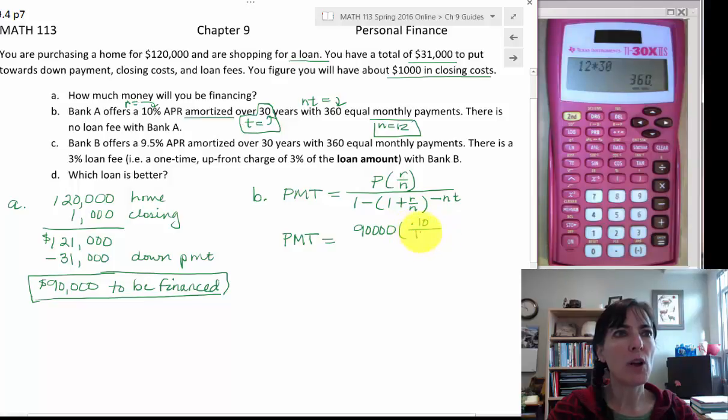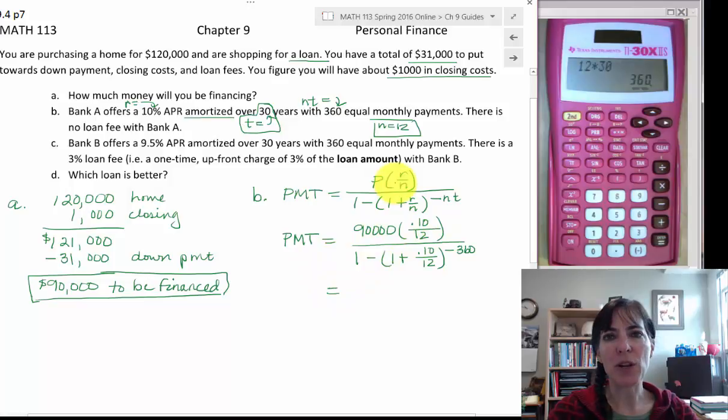0.10 over N, which is 12, and all that over 1 minus 1 plus 0.10 over 12 to the negative, and we know 360 because the NT, remember we talked about that before, so negative 360. We could use it like that. The numerator looks pretty easy. Let's calculate it first and store it.